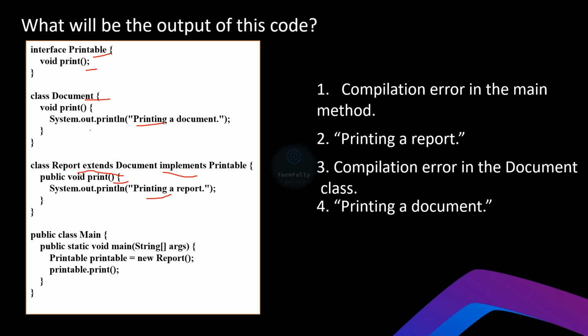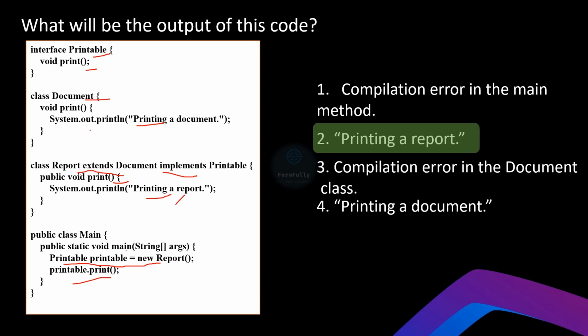Then in the main class we have the main method. Inside the main method we create an instance of the Report class and store it in a variable named printable. Finally, we call the print method on the printable object, which will invoke the print method from the Report class. So that's why it will print "printing a report".